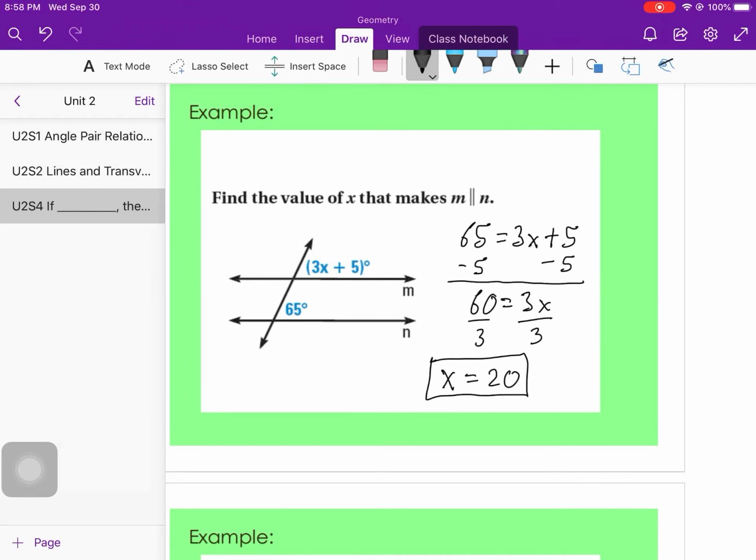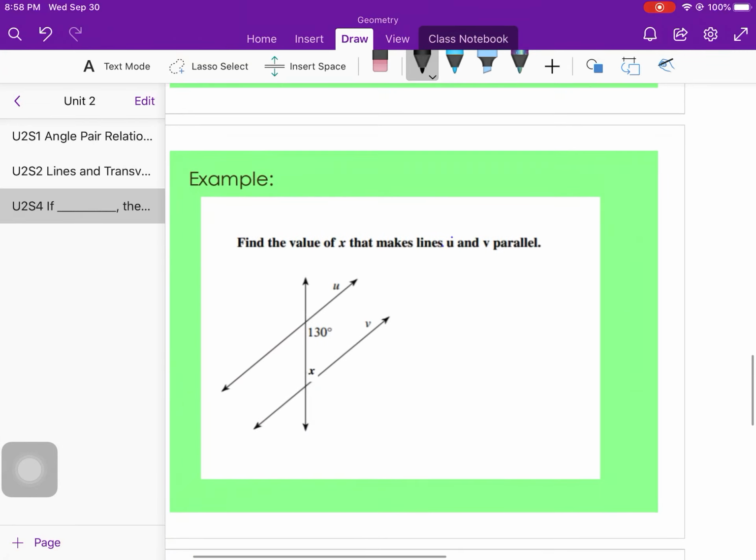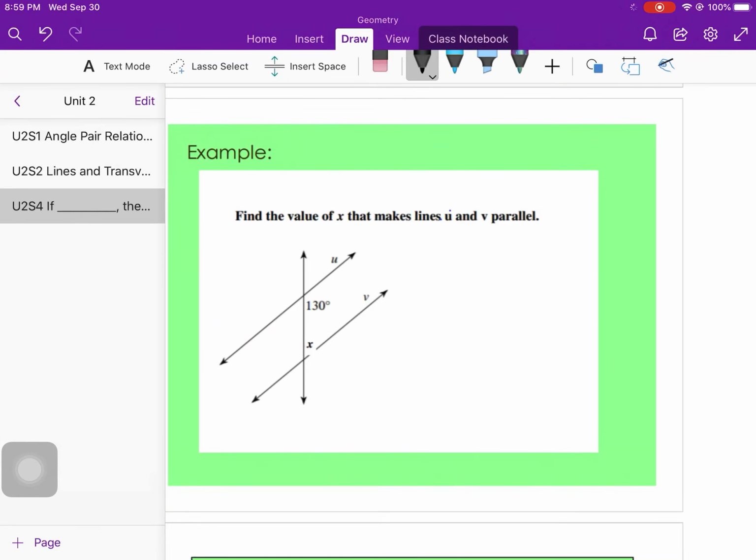And we don't have to plug it back in. I mean, we can if we want to check it, and we would see that 3 times 20 plus 5 does in fact equal 65. And since corresponding angles are congruent, the lines have to be parallel. So let's try another one here. Find the value of x that makes lines u and v parallel.